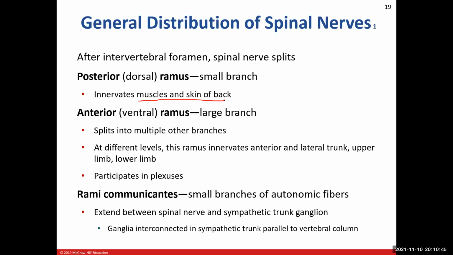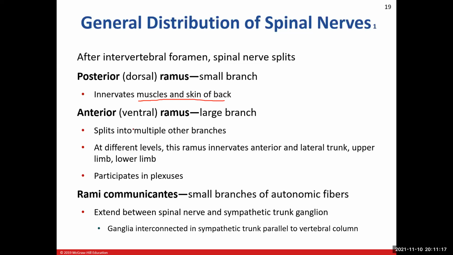Now, once that happens, the remaining part of the spinal nerve is known as the anterior or ventral ramus. That's going to be the larger of the two. And here's where stuff starts to get crazy. This structure will branch multiple times. It depends on where we're located. If we're near where the extremities are, you'll see several branches coming out. So it really depends on where we are in the spinal cord.